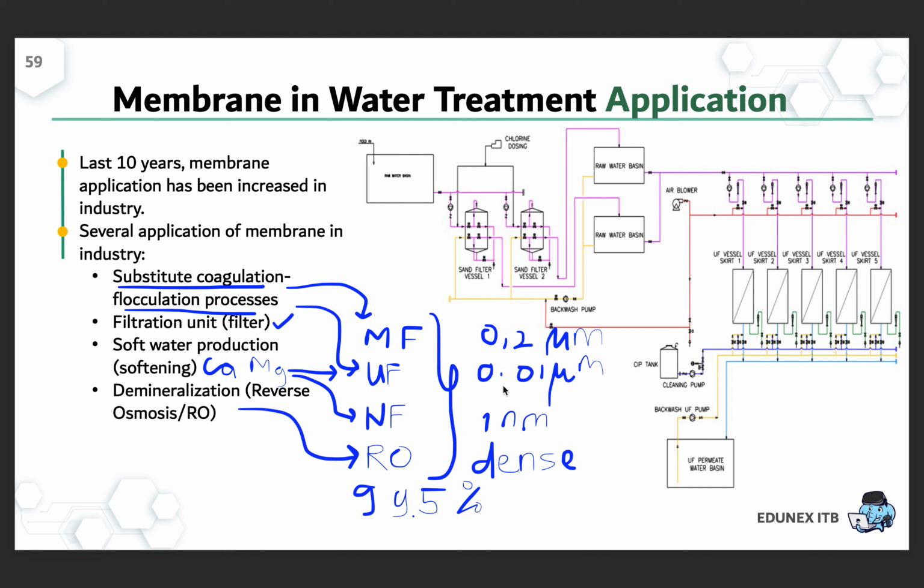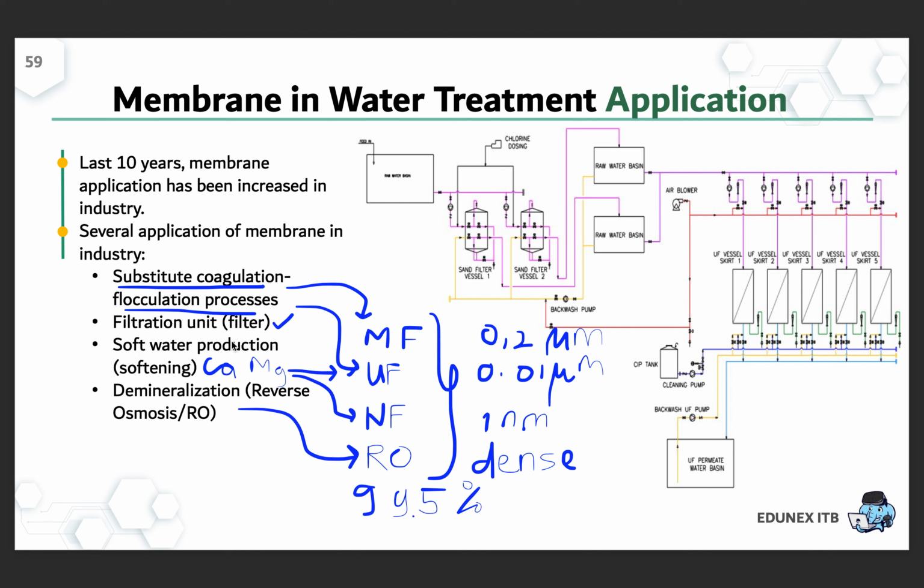Ultrafiltration membrane has pores of 0.01 micrometers. It has very small pores, so basically all components that have a size bigger than 0.01 micrometer will be retained by the membrane, and those with a lower size will pass through the membrane. Other than that, the membrane can also be used as the filtration unit. You can also use ultrafiltration, and then we can also use membrane to do water softening.